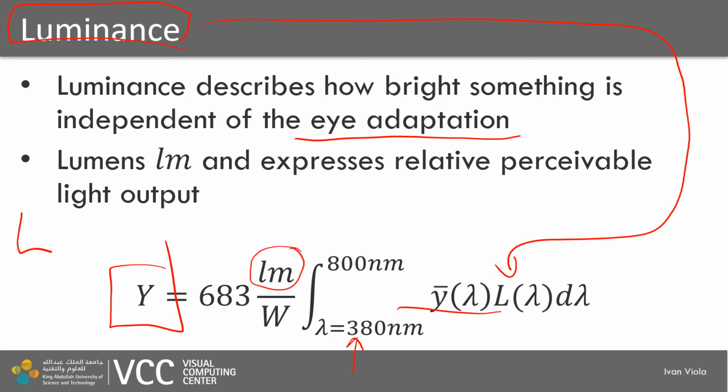The corresponding measure to watts, to power, is the lumens, which expresses the relative perceivable light output. And the measure of luminance is lumens per area and solid angle. We will talk about luminance when we discuss color, where it is the intensity when the color is decomposed into its chromatic and achromatic intensity components.